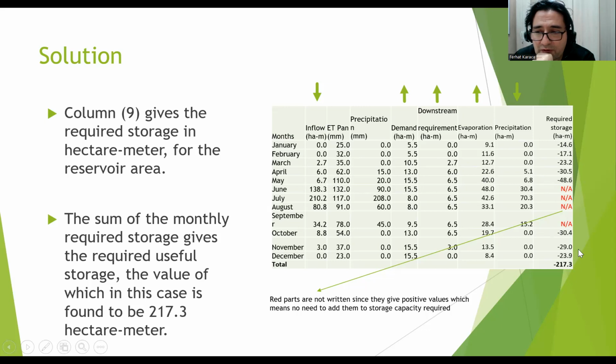Then the total of this amount will give you the amount of reservoir required. So in this region, in order to sustain the region as it is designed, you need a reservoir with the capacity to hold 217 hectare meter water.